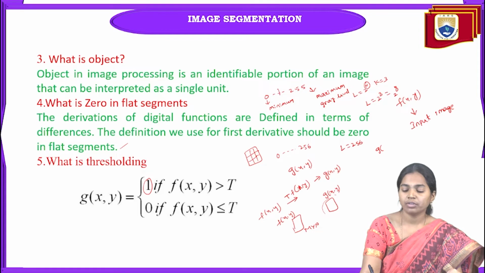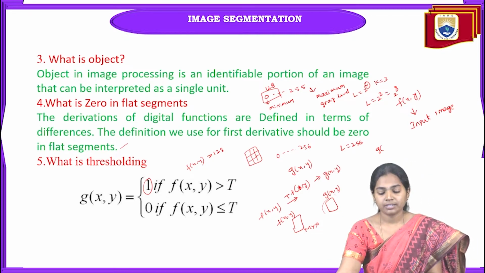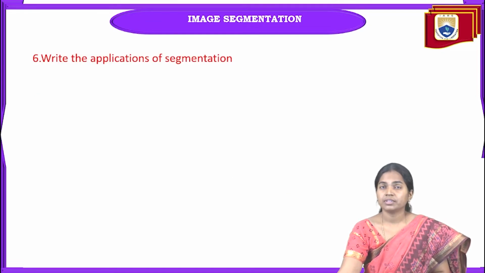If I assign the threshold value, for example 128, then where f of x comma y is greater than 128, those pixels are represented with 1, and less than 128, those pixels are represented with 0. So this is thresholding. With the use of this thresholding, we will detect the boundaries of an image.